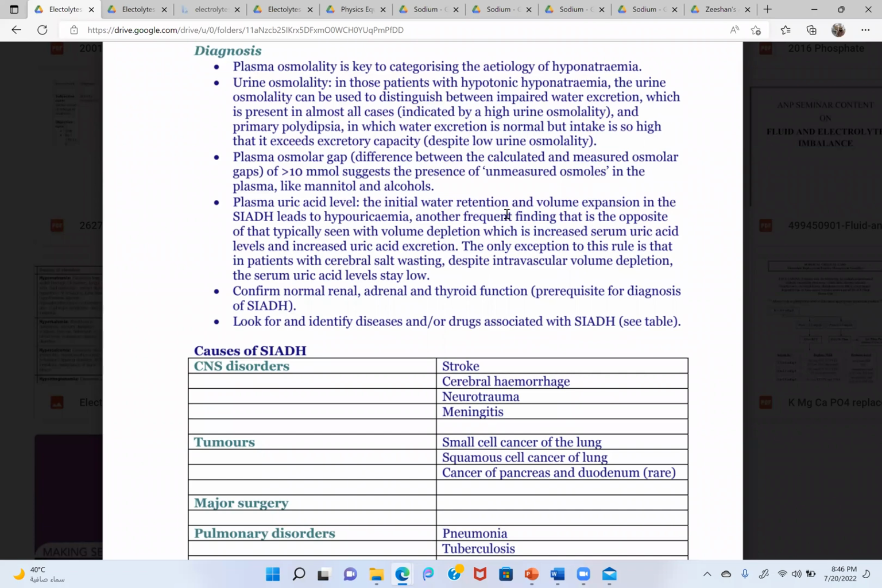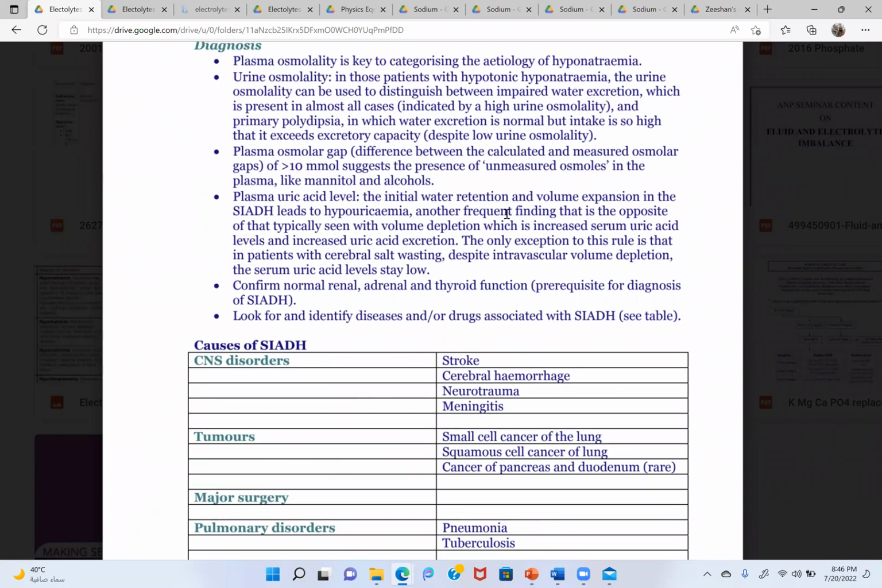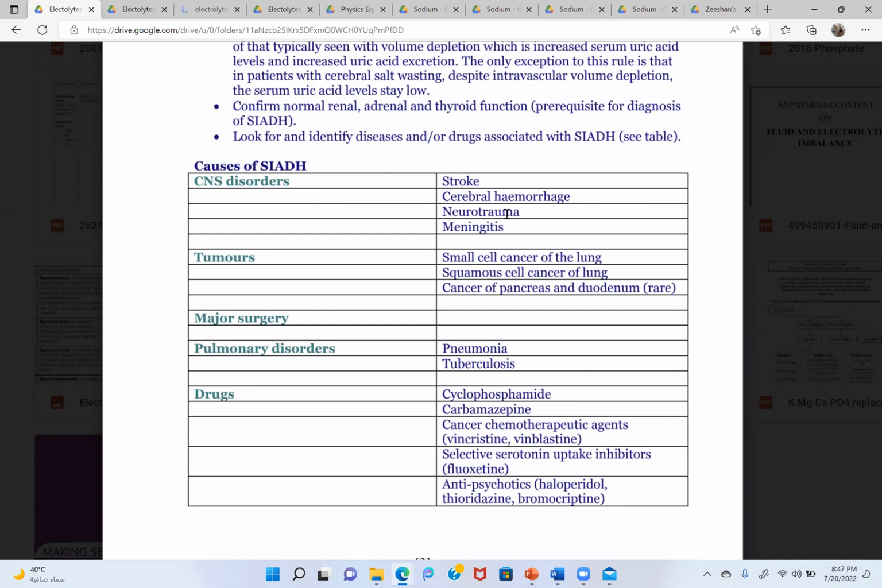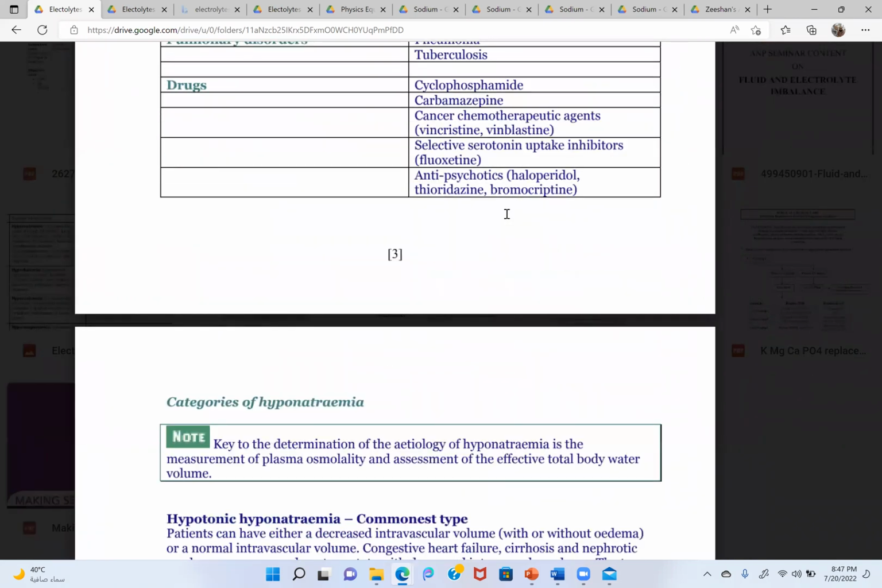So confirm normal renal, adrenal, thyroid function, because they will all result in hyponatremia. Okay, so these are some causes of SIADH we discussed before. Some of the drugs. So whenever you are dealing with the patient, that's why medications are always very important, because there will be some medication which will result in electrolyte imbalance. Okay.